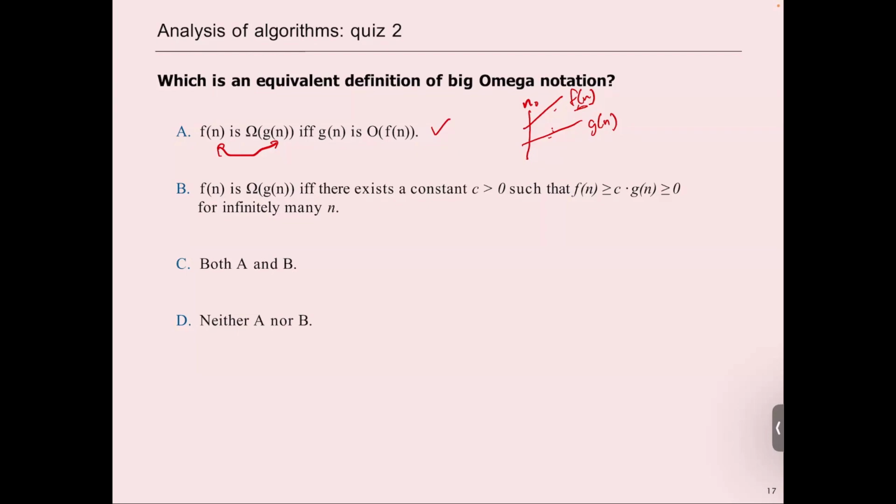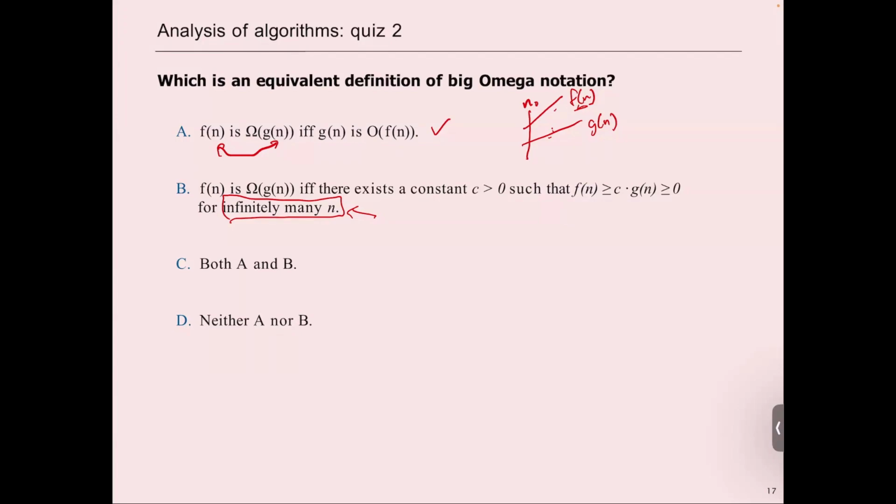So f of n is omega of g of n if and only if there exists a constant c greater than 0, such that f of n is greater than or equal to c times g of n greater than or equal to 0 for infinitely many n. And this is the problematic thing that we have right here, this infinitely many n. This is not a strong enough statement.